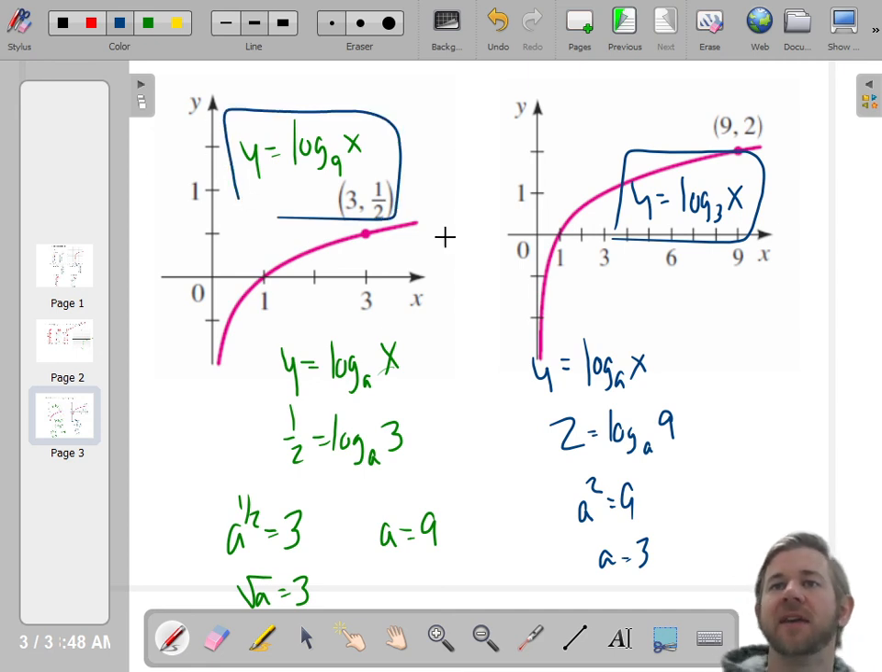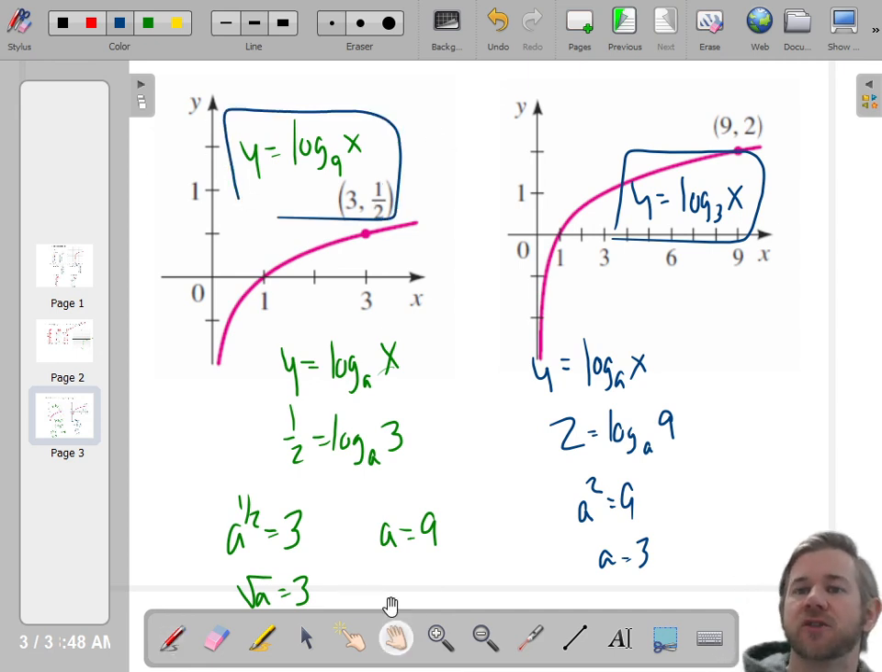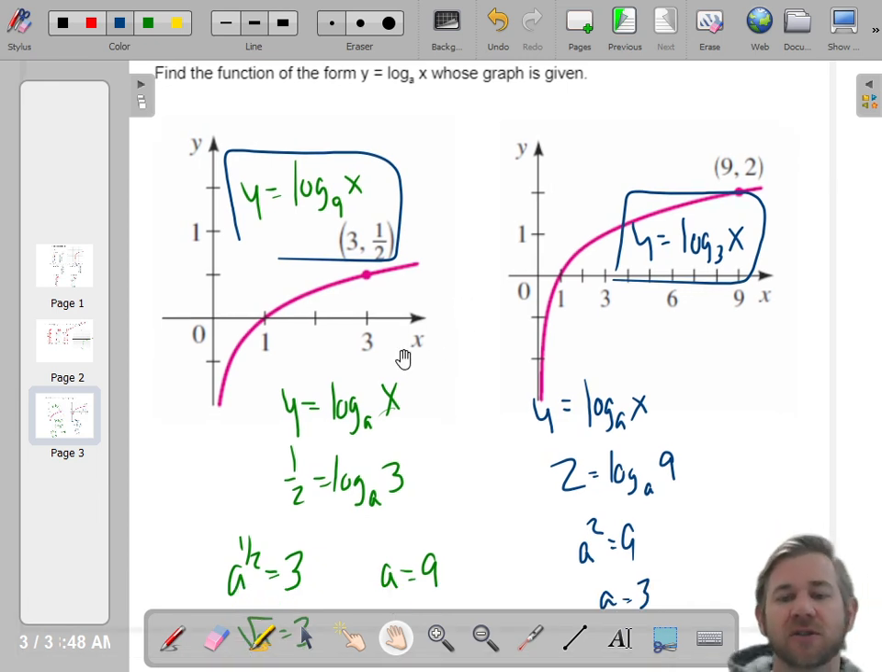So if you are given an ordered pair and you're given the structure of the equation, you just plug it in and you solve for the thing you don't know. So that's it for graphing.